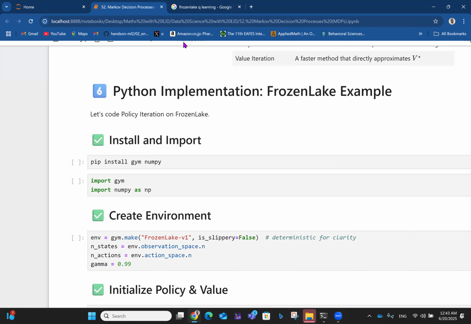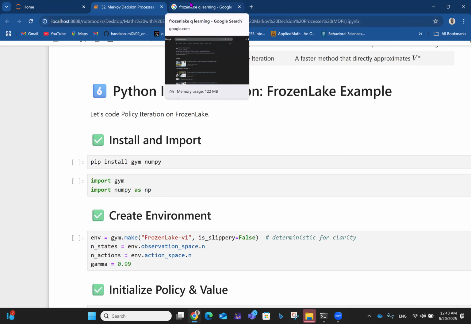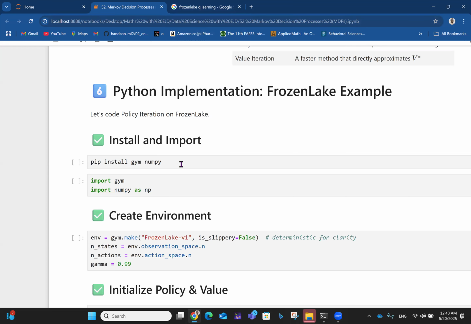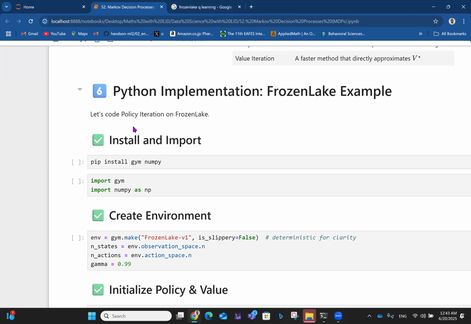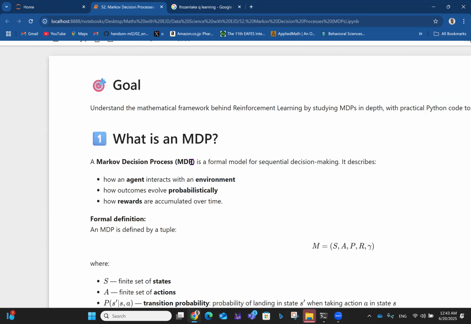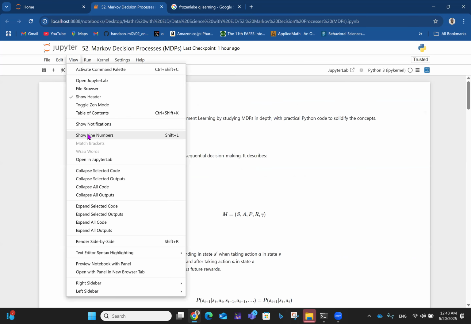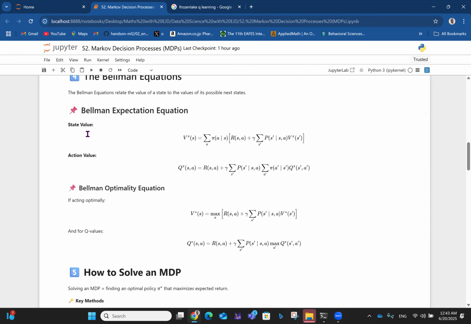In this case, we have Gym from OpenAI. It's not a gym in that sense, it's actually an open source toolkit where reinforcement learning algorithms are compared. So here I want to code policy iteration on FrozenLake. The first thing you want to do, of course, is to have the line numbers showing for easy referencing.